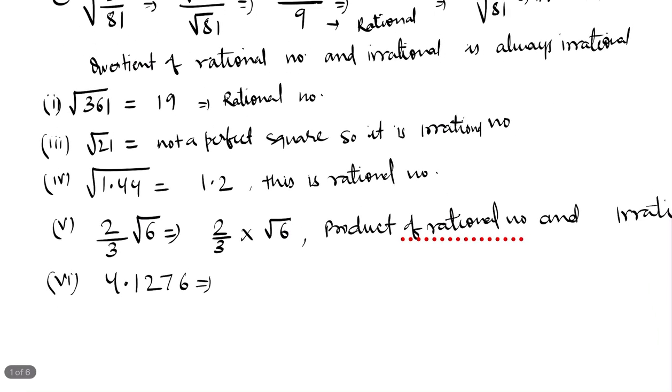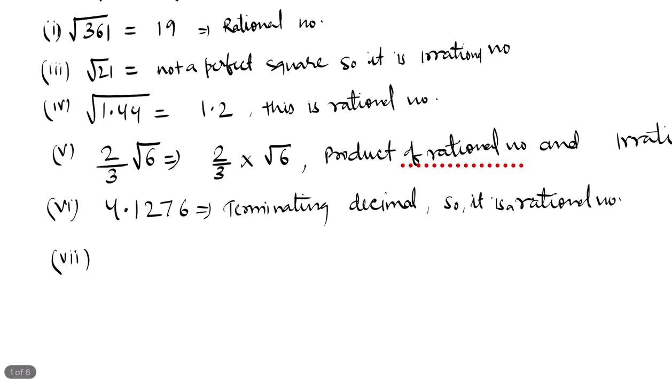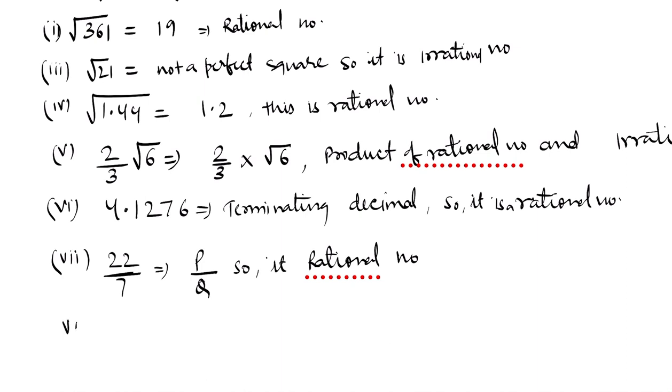Okay. The sixth question is 4.1276, which is a terminating decimal. So this is a rational number. Okay. The seventh question is 22 upon 7. 22 upon 7 is in the form of p upon q. So it is a rational number.